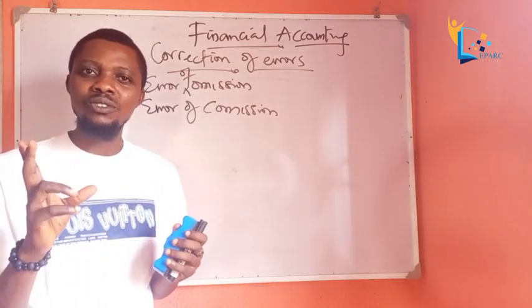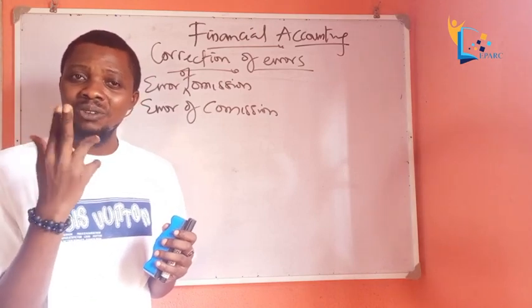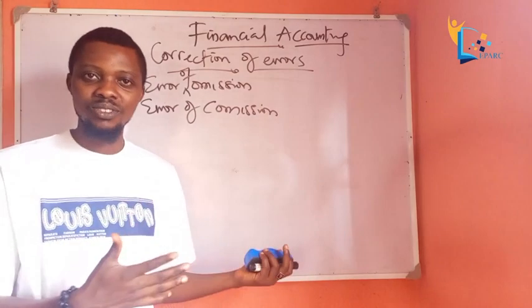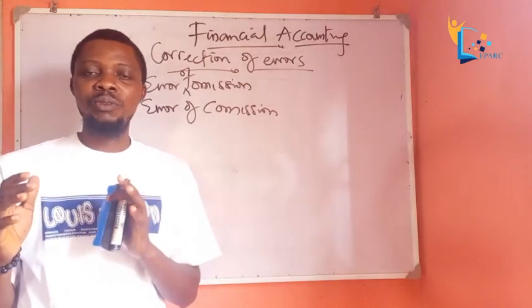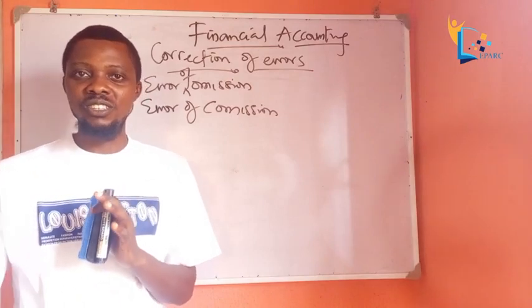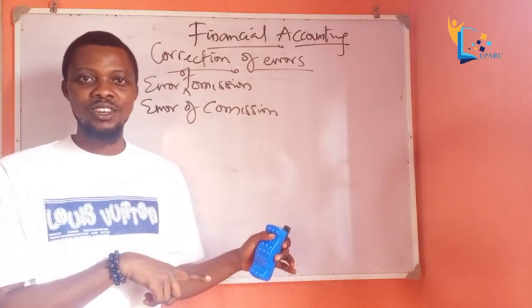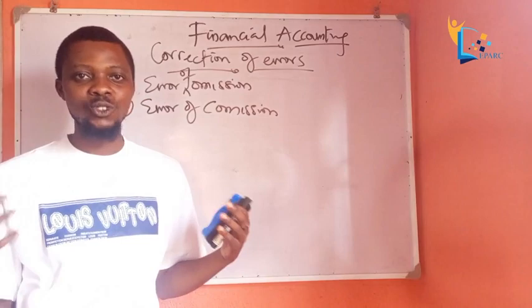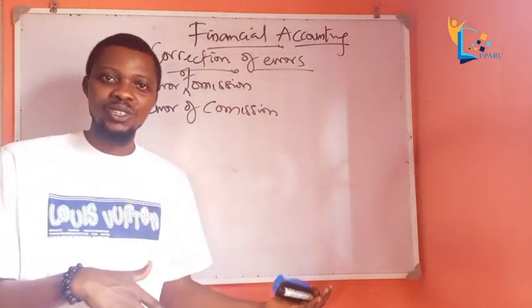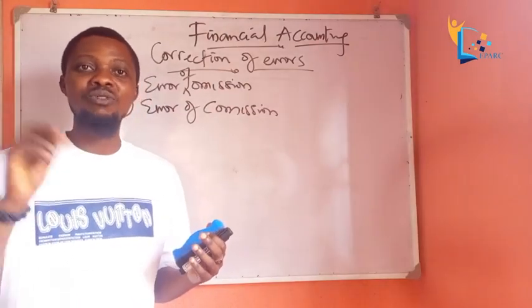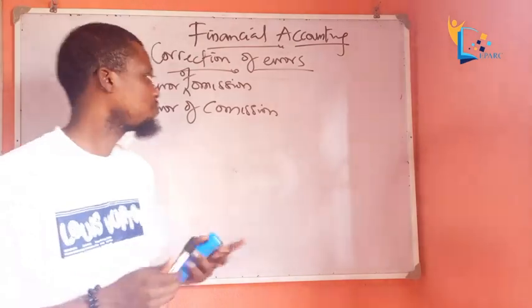You know, sometimes it happens. You might have names that sound alike, but they are not the same. Chinedu, Chidindu, they sound alike. So you may want to record something under Chinedu's account, and you mistakenly record it under Chidindu's account. Maybe at that point you thought Chinedu was Chidindu. Do you understand? So when you commit that error, it's called error of commission. All right.